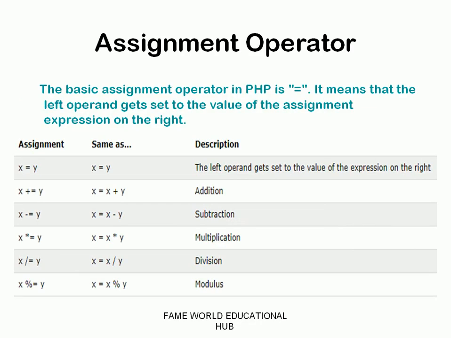Now coming to the assignment operator. Assignment, as the name implies, is used for assigning a value to some variable. Yes, the basic assignment operator in PHP is the equal to sign. This equal to sign is used for assignment purposes. It means that the left operand gets set to the value of the assignment expression on the right. Here we can see some examples or elaborations of the assignment operator.